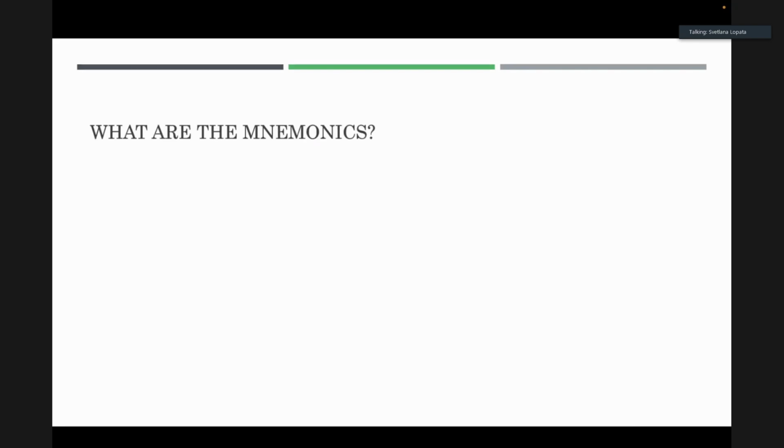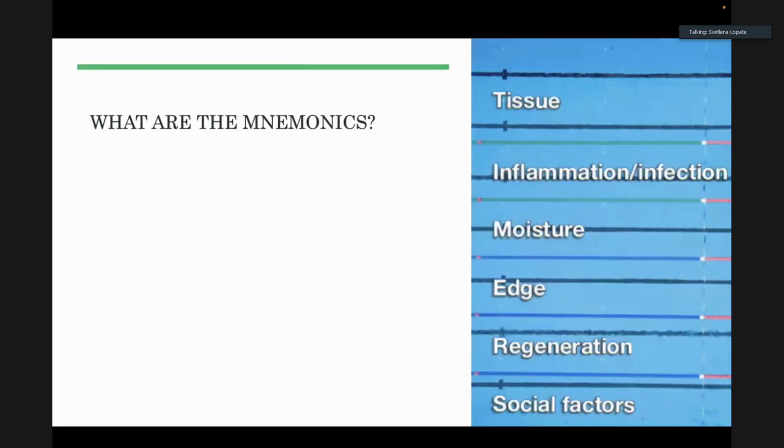Okay, so you mentioned the mnemonics, so you were a little bit ahead of me. We have DIMERS and TIMERS, and the TIMERS mnemonic stands for tissue, inflammation, infection, moisture, edge, regeneration, and social factors. So in order to address the tissue, what do you need to do? What's wrong with the tissue in a chronic wound? How may it present? It could be necrotic, fibrotic, or slough. Exactly, yeah. So there could be fibrotic tissue or slough at the surface.